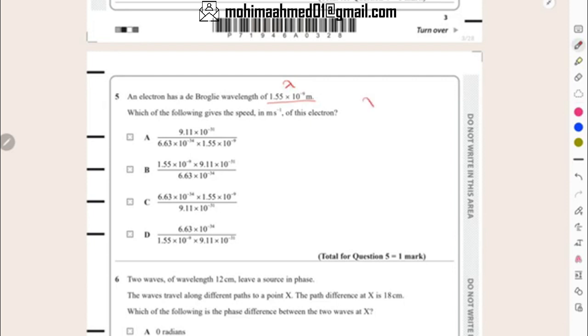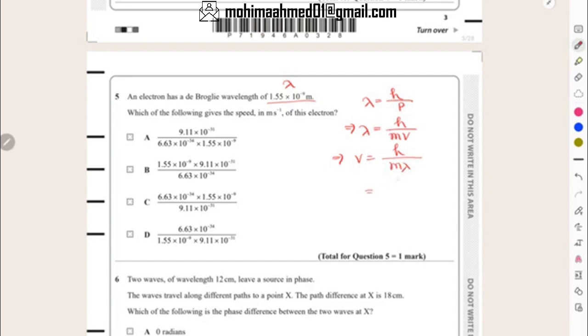So the original equation is lambda equals Planck's constant over momentum, where you can further break down momentum, sorry, I made a mistake. Momentum is p, small p. Momentum is further broken down into mass times velocity. So if you make velocity the subject, you just swap the positions of velocity and lambda, and you get v = h / (m λ). Now just input the values.